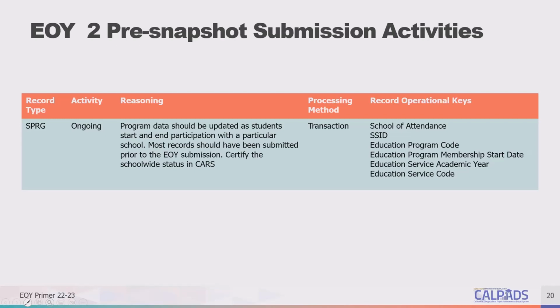EOY2, again, is typically the easiest of the 4 data collections to complete because most of the data has been submitted throughout the year and the data is submitted continuously so that LEAs have great familiarity with the data set and transaction processing method here. So an understanding of the processing method and operational keys that Nate discussed in EOY1.